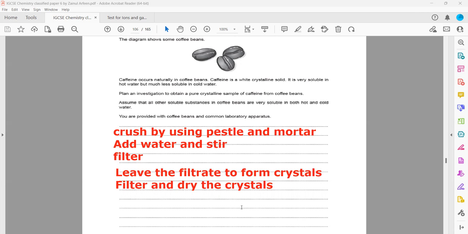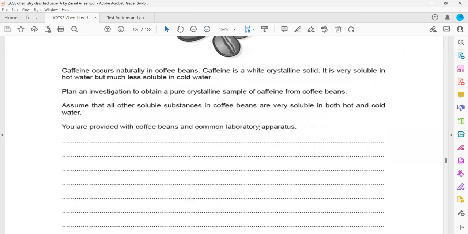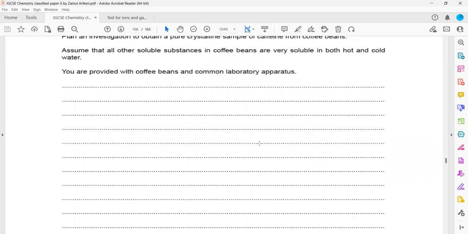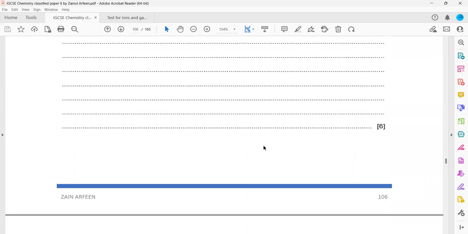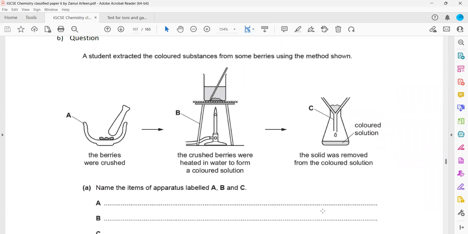Why is stirring sometimes enough? Because some solutes are readily soluble, like instantly dissolved. In that case stirring is enough. For example, if you want to add sugar to water or salt to water, stirring is enough. We don't have to provide heat energy. But some solutes are not readily soluble. So in that case, we have to heat.